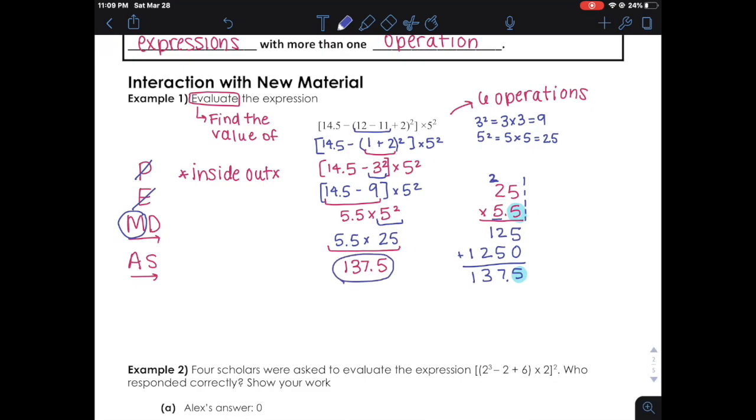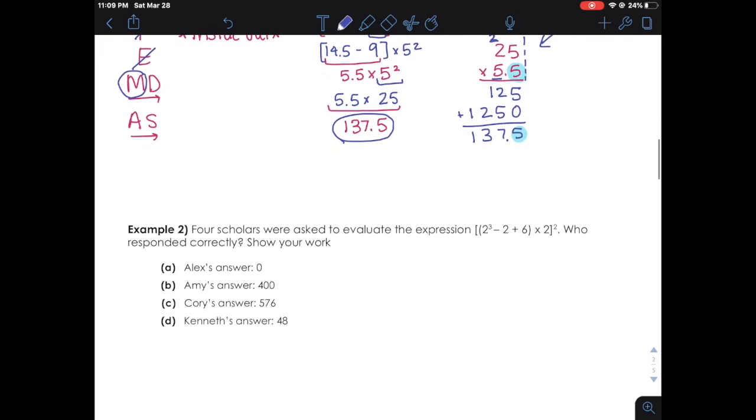Okay, now I'm okay with you using a calculator for this because we're not really focusing on the skill of multiplying decimals or reviewing operations of decimals. We're focusing on the skill of order of operations. So I'm okay if you want to use a calculator here.